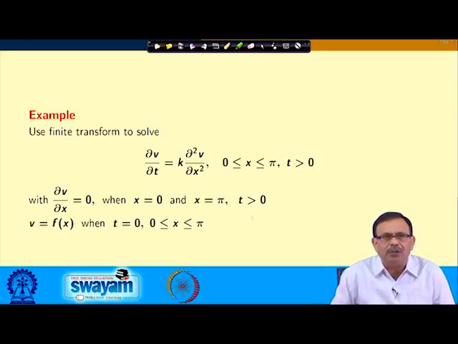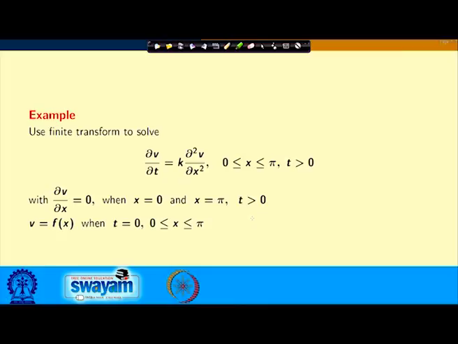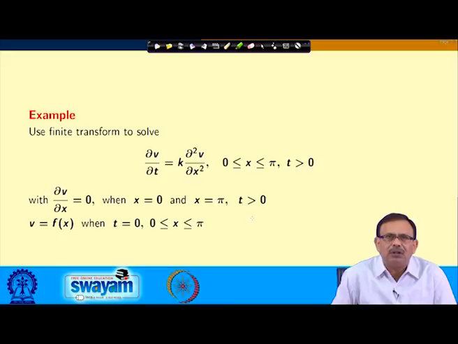Here I am using some finite transform, when del v del t equals k del 2 v del x square, x lies between 0 to pi, t greater than 0, with del v del x equals 0 whenever x equals 0 and x equals pi, t greater than 0, and v equals f(x) when t equals 0, where x lies between 0 to pi. If you see the particular problem, so let us do one thing.